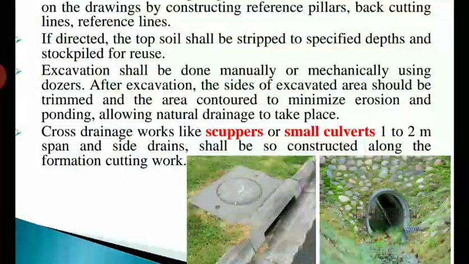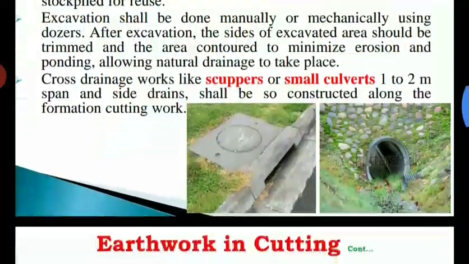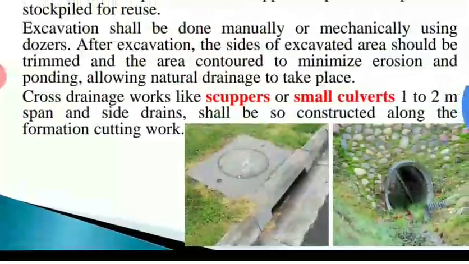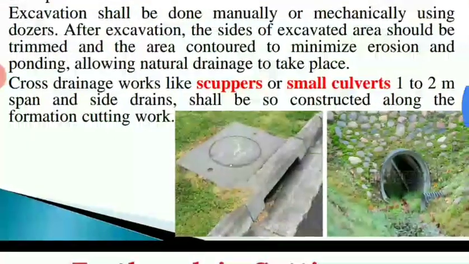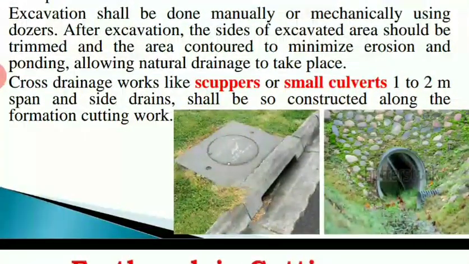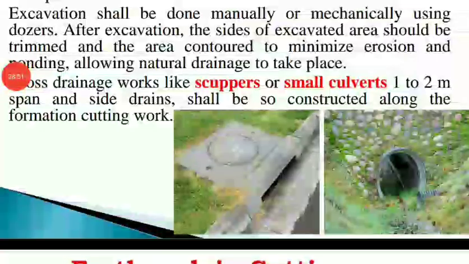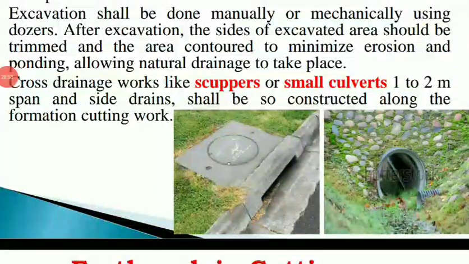So cutting and filling should be done within that particular limit so that we can reuse the soil in the road construction. And next, excavation shall be done manually or mechanically using dozers. If the excavation is less work, we can use locally available labor, or else if the excavation work is too lengthy, we can use construction equipment such as dozers and all, right?